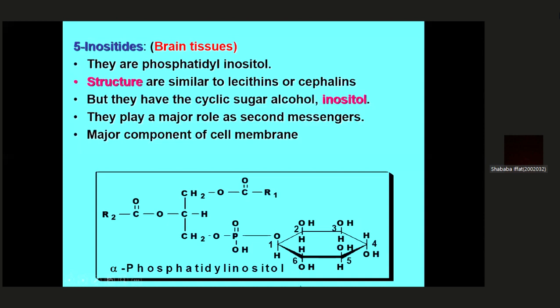So in the myo-inositol, the number 1 hydroxyl group will link with the hydroxyl group of the phosphate, and 1 molecule of water will be released here.